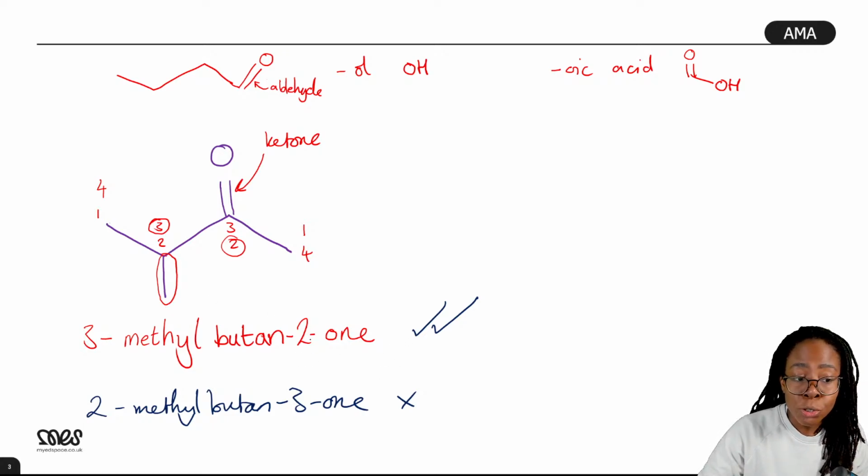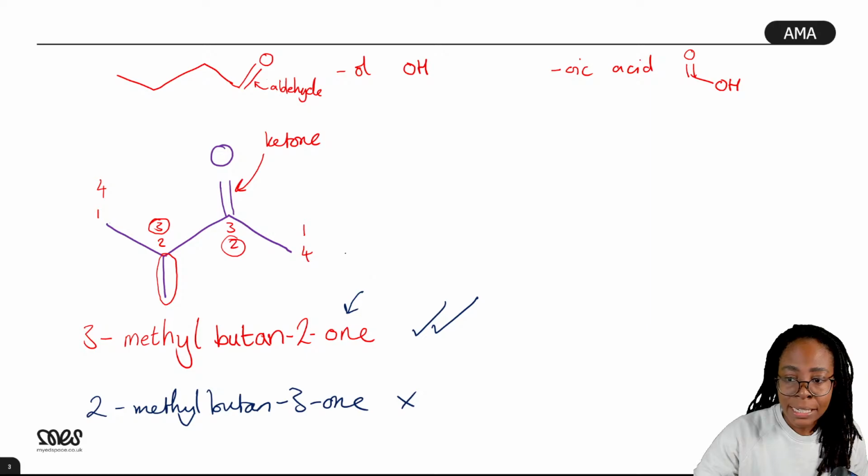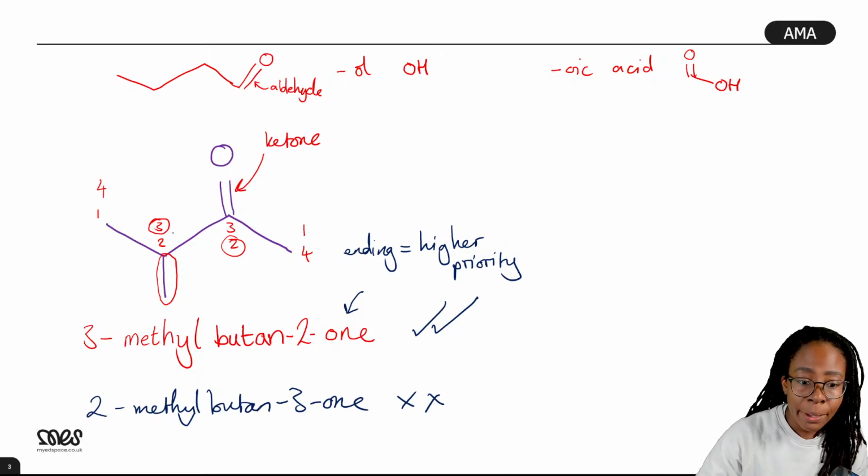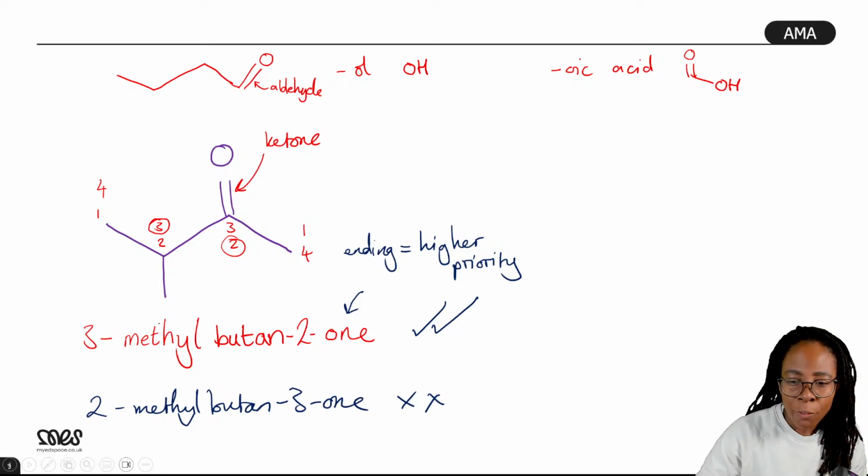The reason that we have to give the 2 to the -one is because whatever gets the ending typically gets the smaller number, because the ending is typically the higher priority. Okay, so 3-methylbutan-2-one and not 2-methylbutan-3-one. We know it's methyl, A, because we've only got one carbon, let me move my little red circle. We only have one carbon attached to this carbon. So this carbon is part of our main chain. So 1, 2, 3, 4. And then we have an extra branch, which if we were to draw out what's actually happening, that's a CH3.